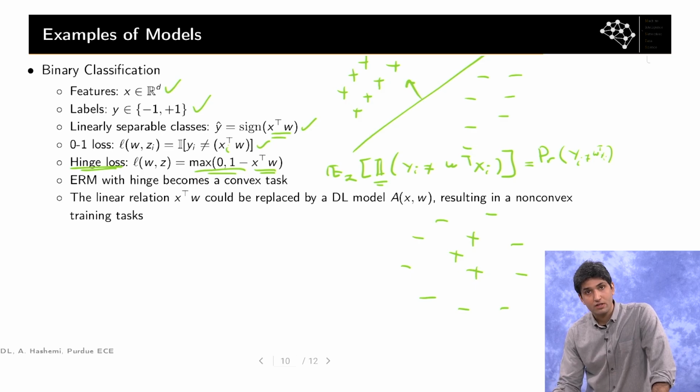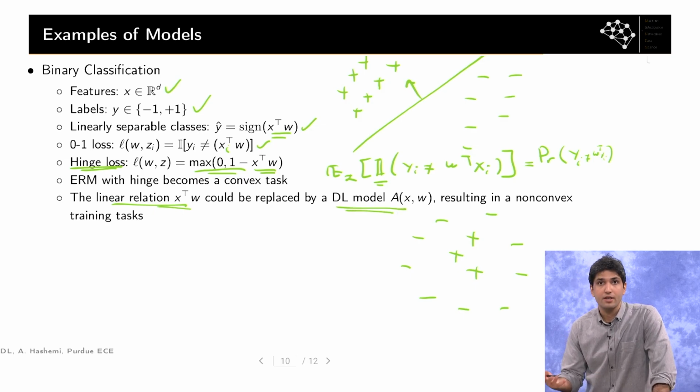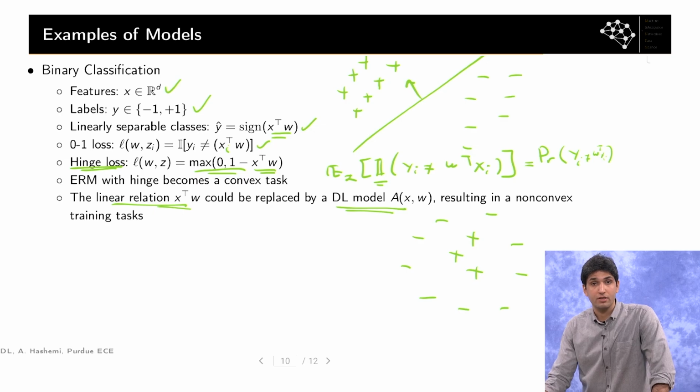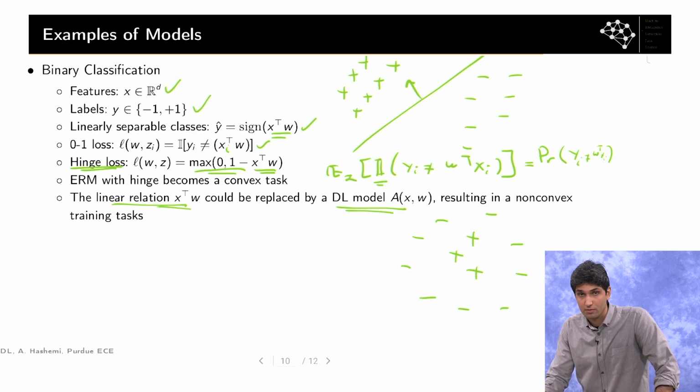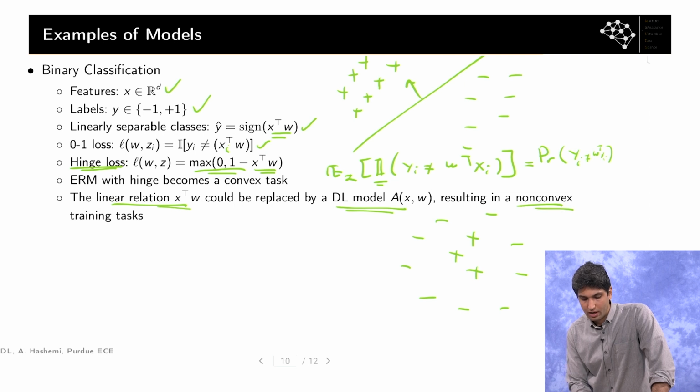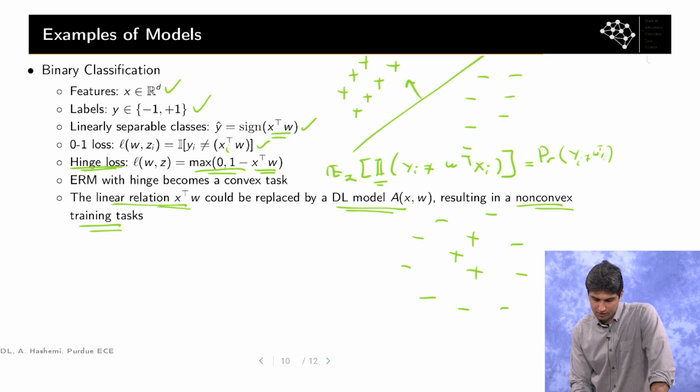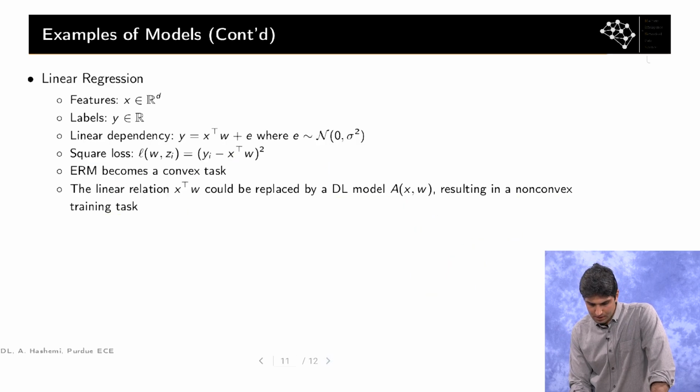So what we can do is to replace this simple linear relation with something more complicated. For instance, we can replace it with a deep learning model, a highly nonlinear model. Okay, that will typically increase the representation power of our model, but the catch is that it's going to result in a non-convex training task. Okay, so that's the first example.